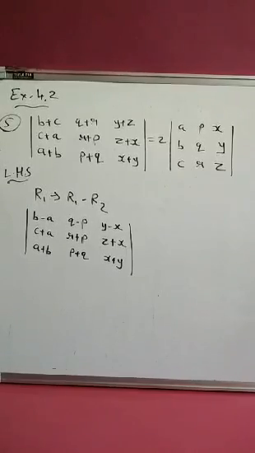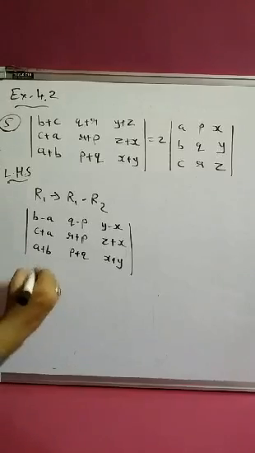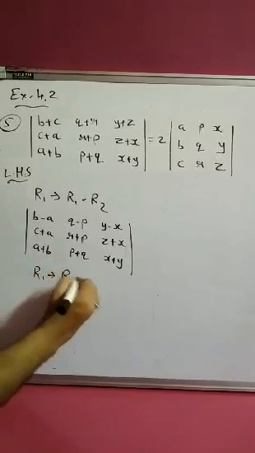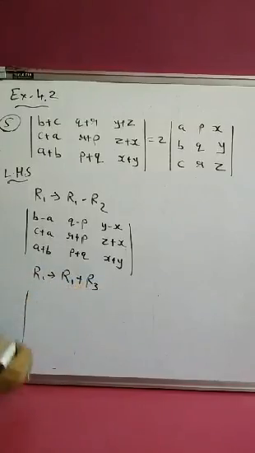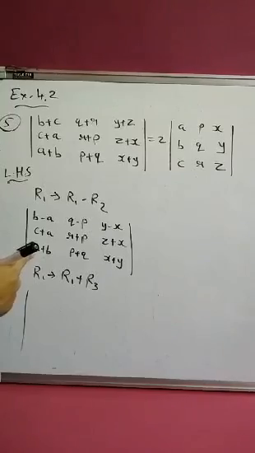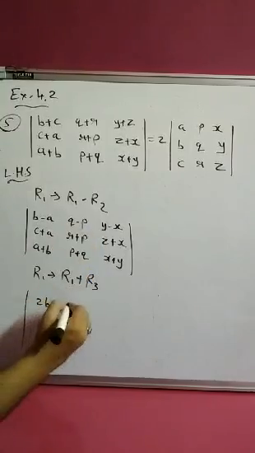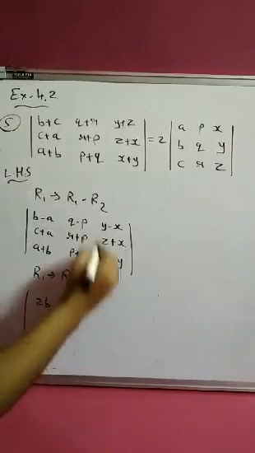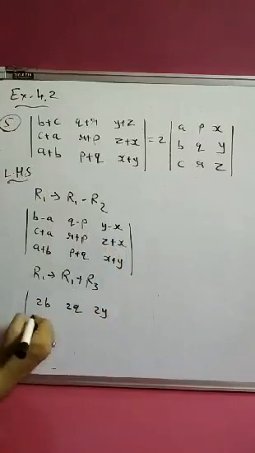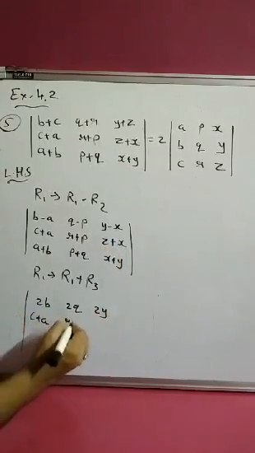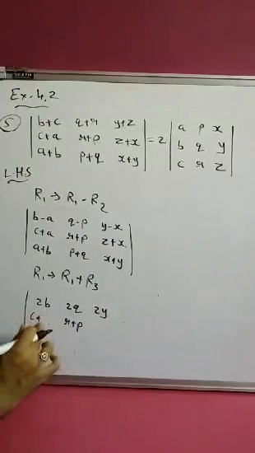Now if I am going to do row 1 as row 1 plus row 3, why? That I will tell you. If we do row 1 as row 1 plus row 3, then minus A will get cancelled with each other. B plus C, B plus D, 2. Here Q plus Q, 2Q. Y plus Y, 2Y. Everything else stays as it is. Right, I hope everyone understood this much.